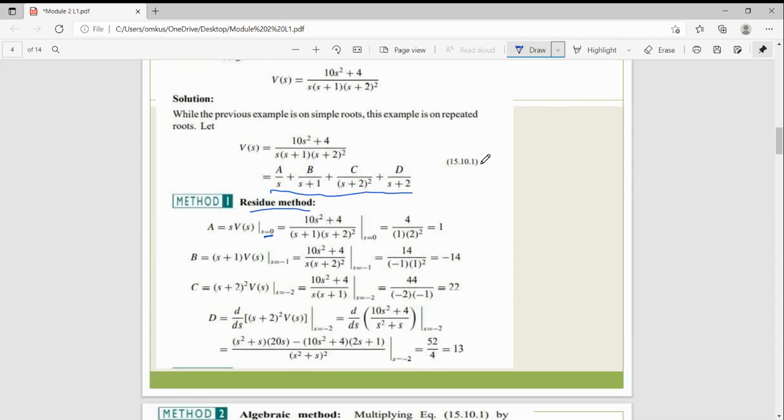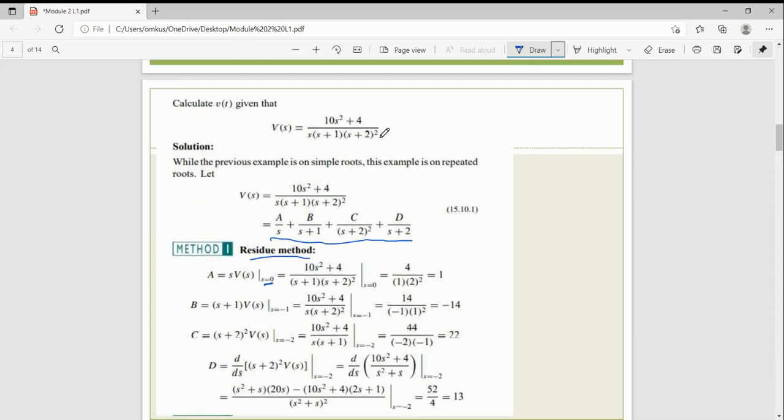Now see, one example is given to you. This function V of s is given, meaning this is a Laplace transform function. You need to derive this function in terms of the time domain, right? You need to find this v of t. So how to find it? First of all, separate this function into two different sections. According to that, some variables come up, right?